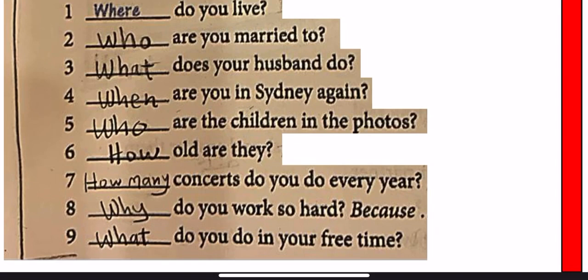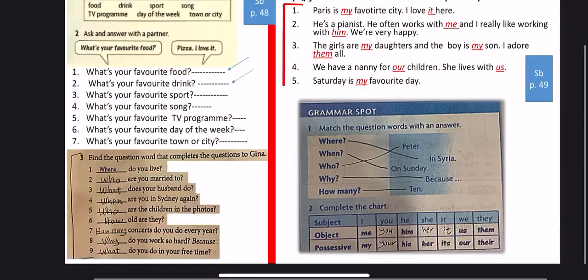Nine. What do you do in your free time? Here the question is about a specific thing or object. The wh-question is followed by an auxiliary verb and subject, then the main verb. Here we have two do. The second do is the main verb, while the first do is the auxiliary verb. So what, then the auxiliary do, you, main verb do. In your free time: here the question is about her hobby, or what she does in her free time.